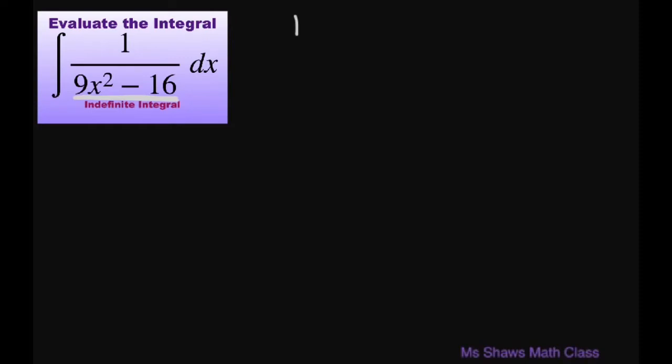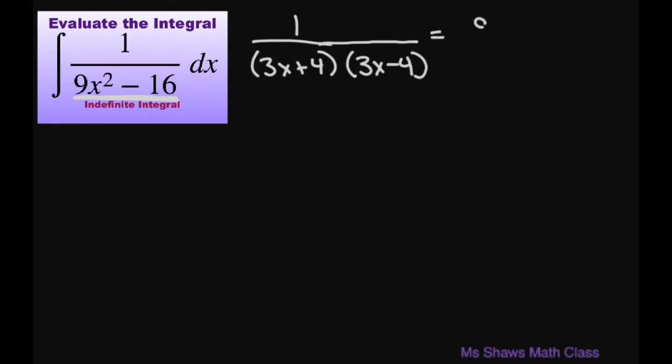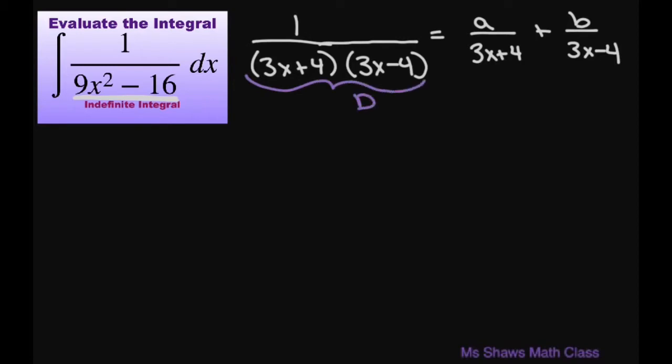I'm going to rewrite this as 1 divided by 3x plus 4 times 3x minus 4, because that's your difference of squares formula. All right, and then we set this equal to A divided by the first term, 3x plus 4, plus B divided by 3x minus 4. I'm going to call this D for now, for denominator. I'll just put this as your common denominator, which is your D.